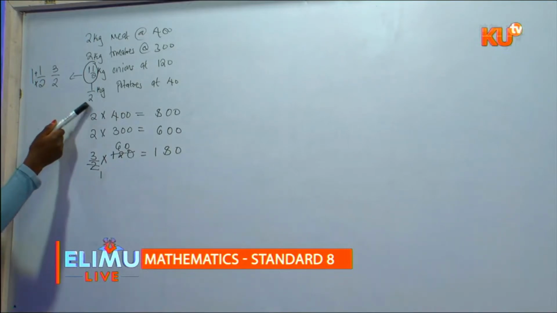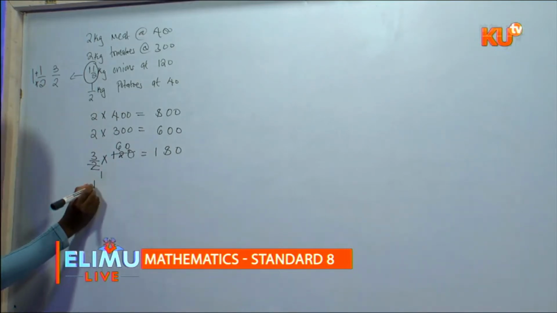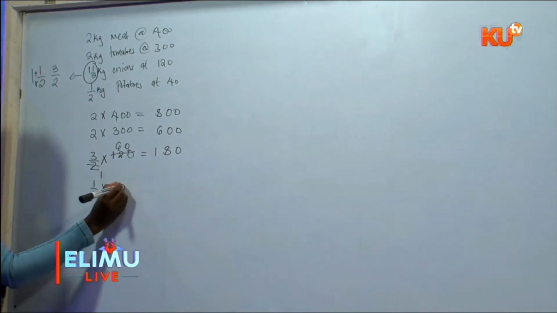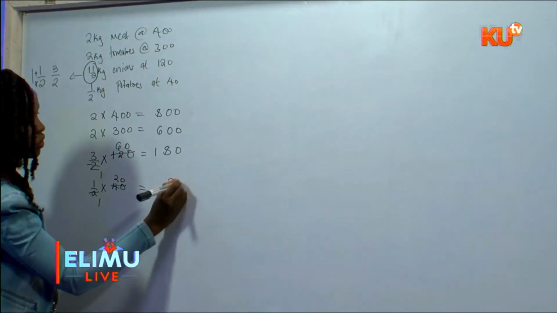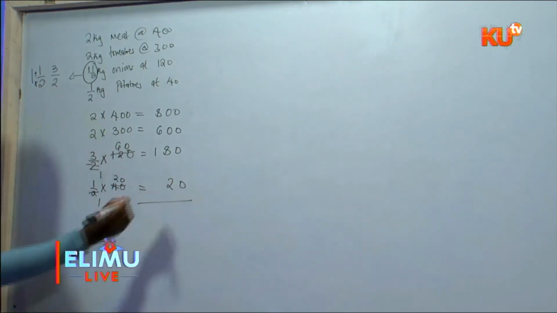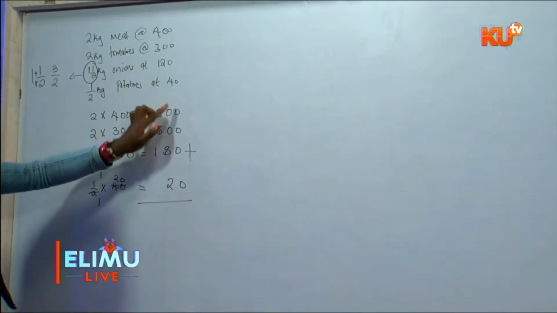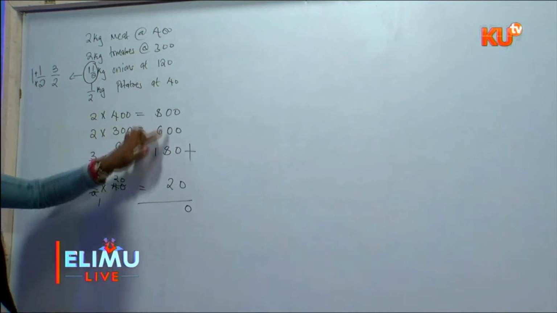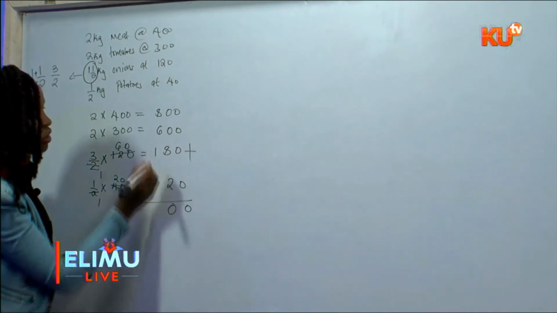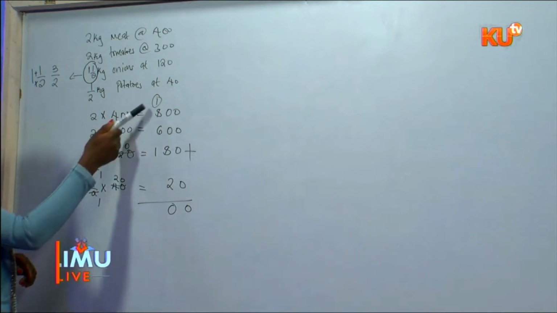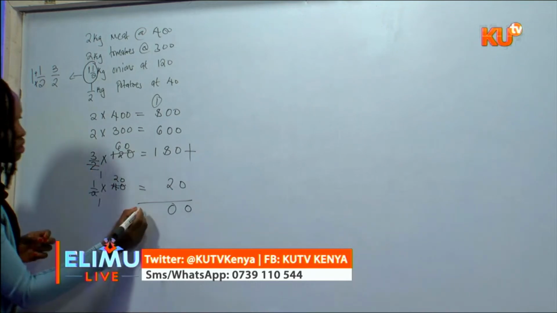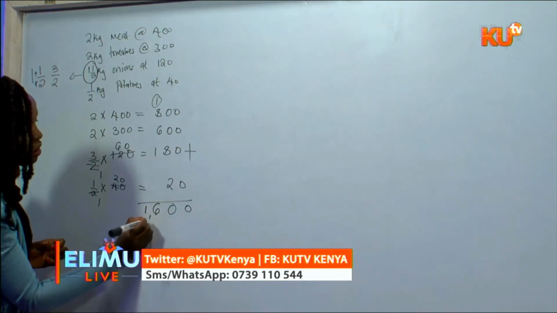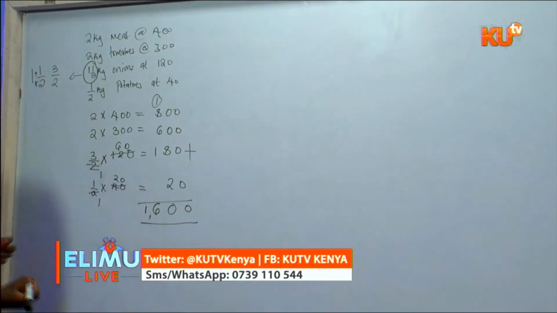Then I have a half kg potatoes at 40 shillings. It is a half times 40, by 1 by 2, 20. So you come and add 20. So we are adding to get the total. When I add this side, I get a 0. 8 plus 2, 10. 0, carry 1. 1 plus 8 is 9. 9 plus 6, 15. 15 plus 1, 16. That is 1,600 shillings. That was the total cost.